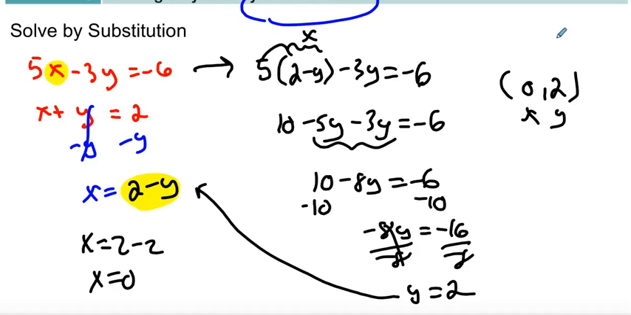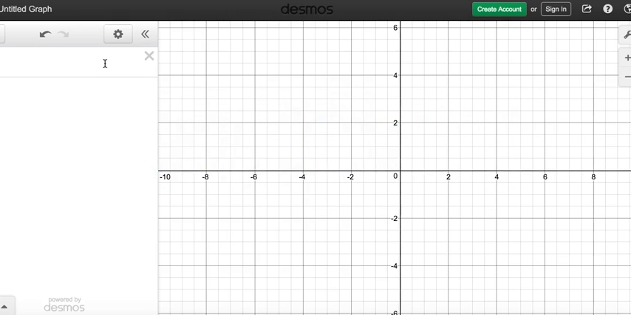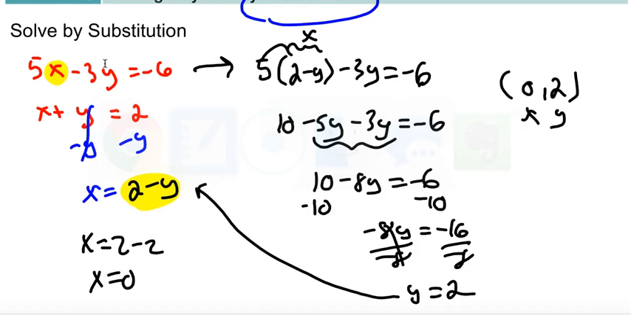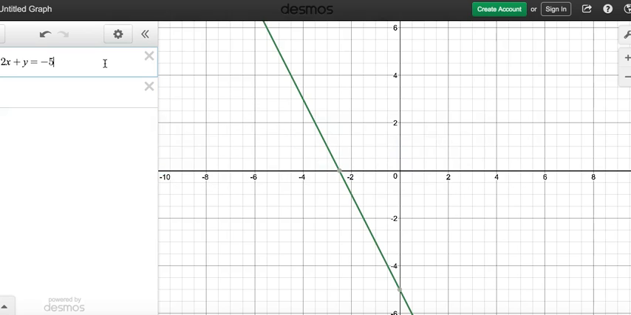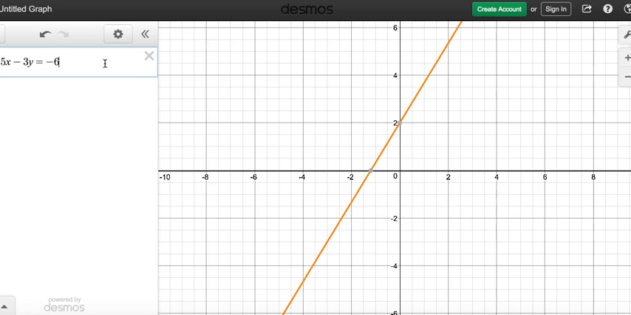And to double check, to make sure, we can graph this guy right here using Desmos. I'm just going to do that real quick. I won't do this for all of them, but just to show. 2x plus y equals negative 5. Wait, is that it? Is that the one that we're doing? No, we're not doing that one. Scratch that. Just kidding. That was 5x minus 3y equals negative 6. There we go.